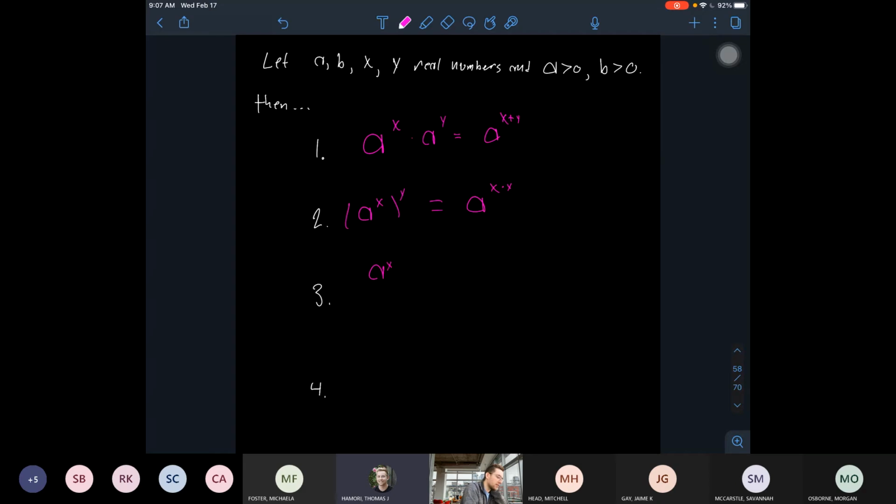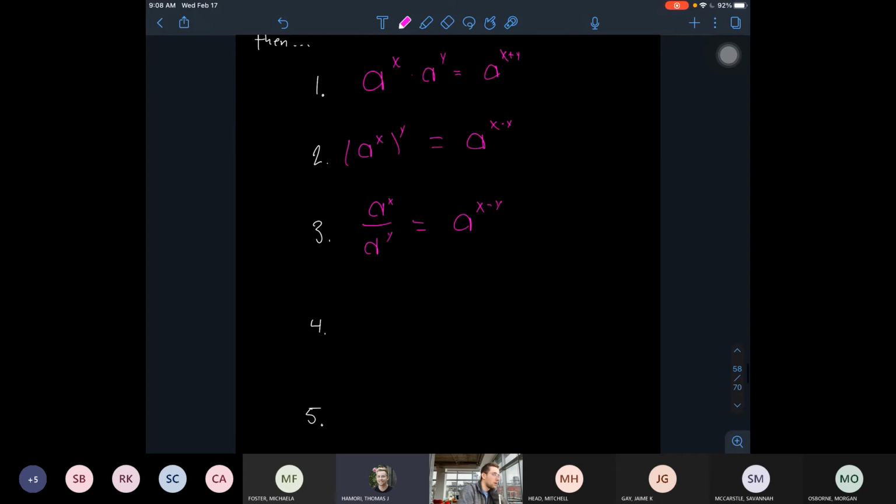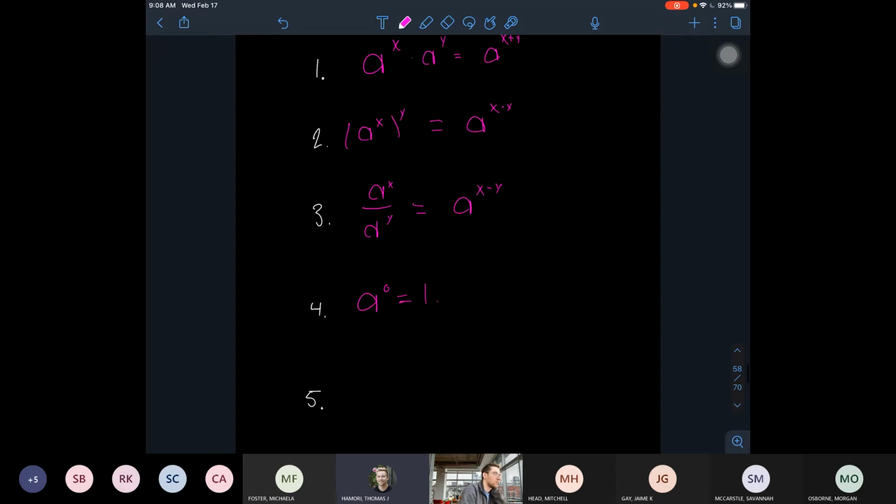If we have a to the x divided by a to the y, and those both look the same, let me fix that. We have a to the x divided by a to the y, then that's a to the x minus y. A to the 0 is always equal to 1. If we have two numbers being multiplied together and we take the whole thing to a power, we can distribute the power.